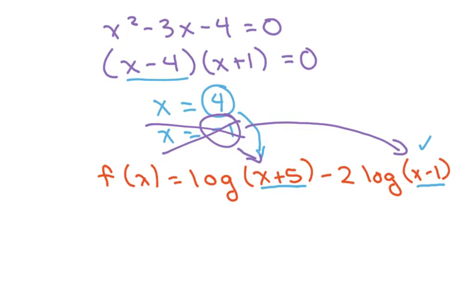And we have one x-intercept, and so when y is 0, x is 4. Okay? So your x-intercept is 4. And that's all.